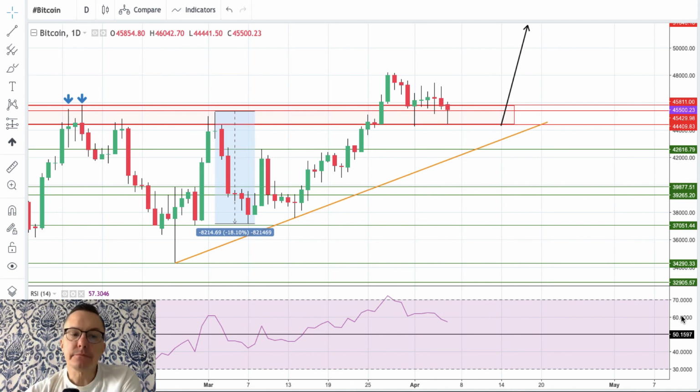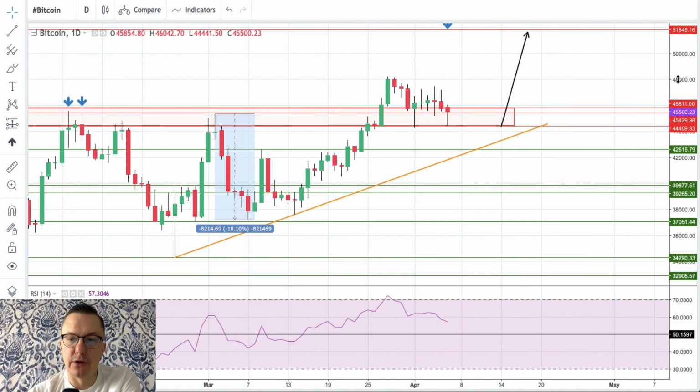So to resume, right now, as long as we trade above 44,409, the outlook is still bullish. We should follow the black arrow, and the arrow points to the level of 51,846 if we break above 48,200 first, right? If not, we might stay inside of this consolidation and consolidate for many days before the breakout is completed.